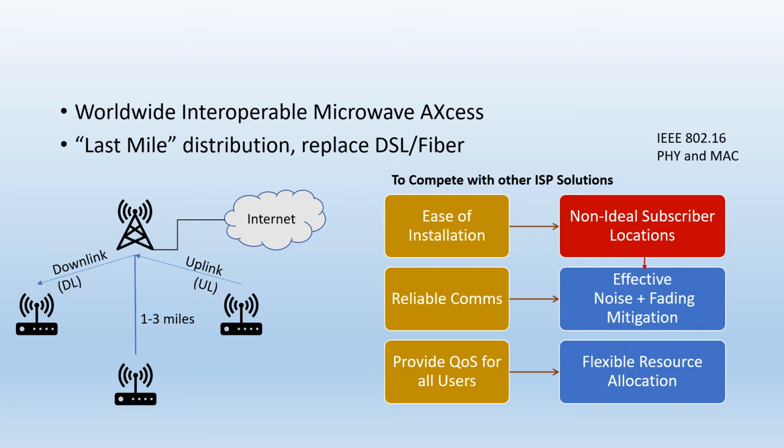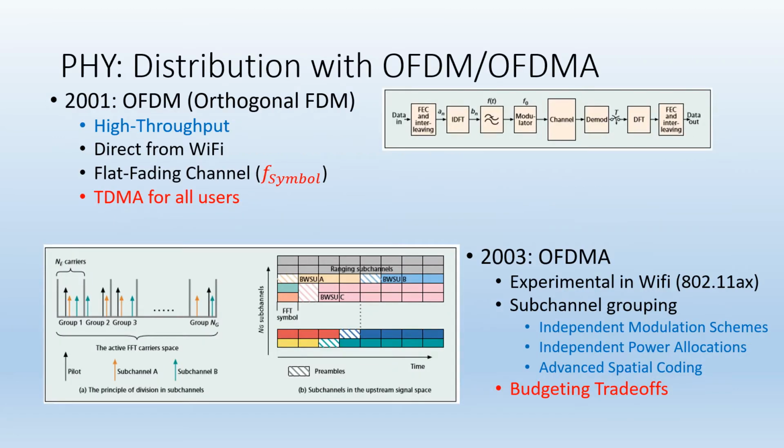Because of these requirements, the WiMax standard has to address both resource flexibility and effective mitigation techniques in its physical and MAC layers. At the physical layer, reliability is the primary challenge addressed. WiMax was drafted based around orthogonal frequency division multiplexing, which is the definitive technique for most revisions of Wi-Fi.